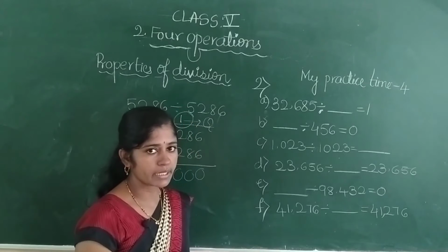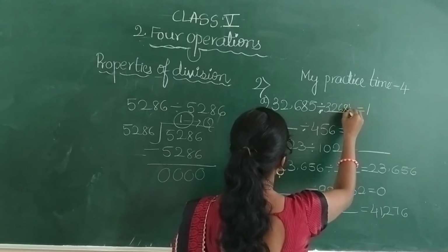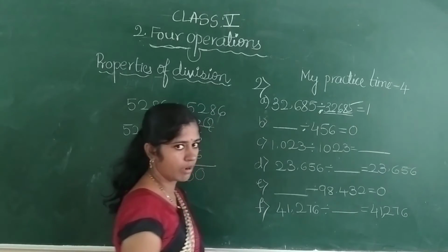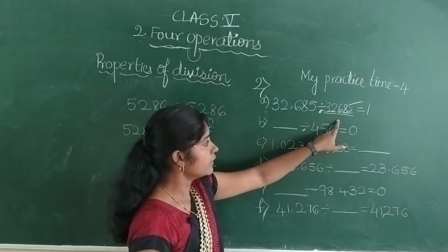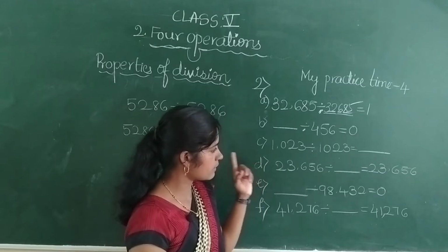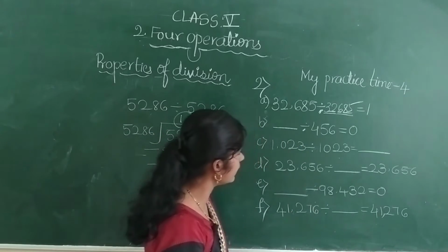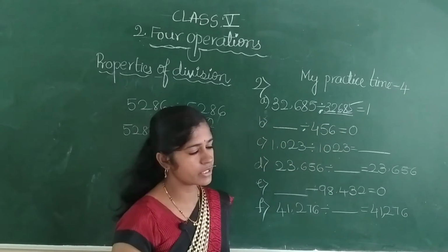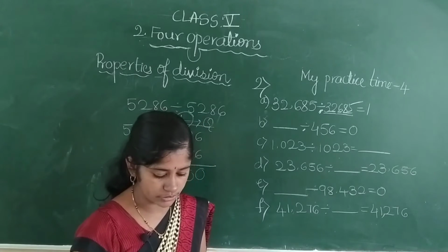So tell me what I have to write here. I have to write 32,685. Why did I write this? Here the result 1 is there. When a number is divided by itself, then the result is always 1. So this is property number 1. Any questions here? No. So the first answer is 32,685, on the basis of property 1 of division.